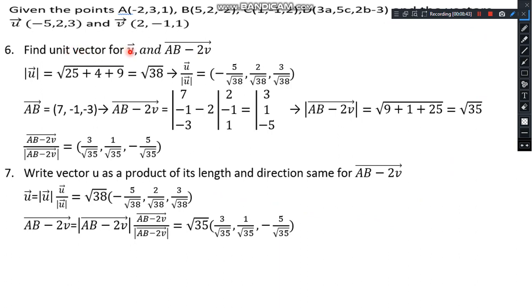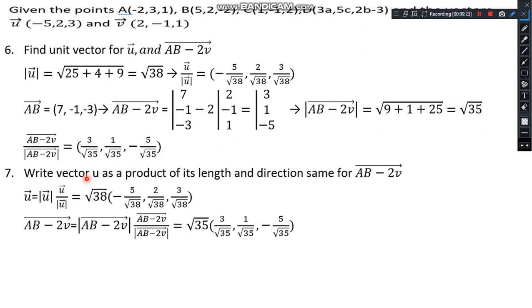Now the unit vector of vector u. So this is vector u. You need to find its norm: root of 25 plus 4 plus 9, root 38. So you divide the components of this vector u by root 38. You want that for AB minus 2V, the unit vector. You do AB minus 2 vector V. So it will be 7 minus 4, which is 3. Here minus 1 plus 2 equals 1. Here minus 3 minus 2 equals minus 5. So the components are 3, 1, minus 5. You do the square root, and then you divide this 3, 1, minus 5 by square root 35.